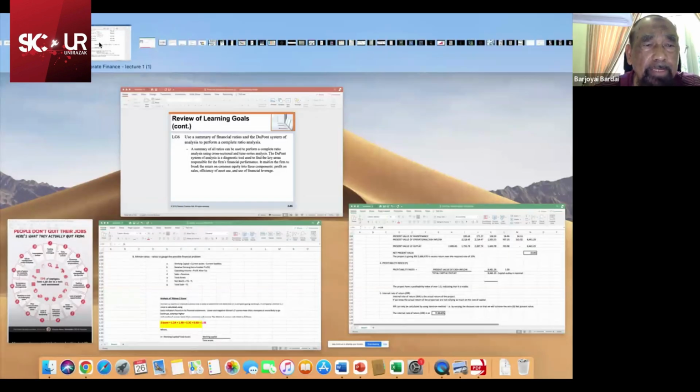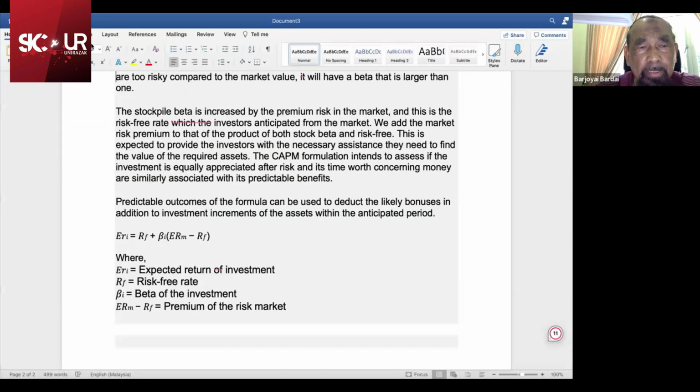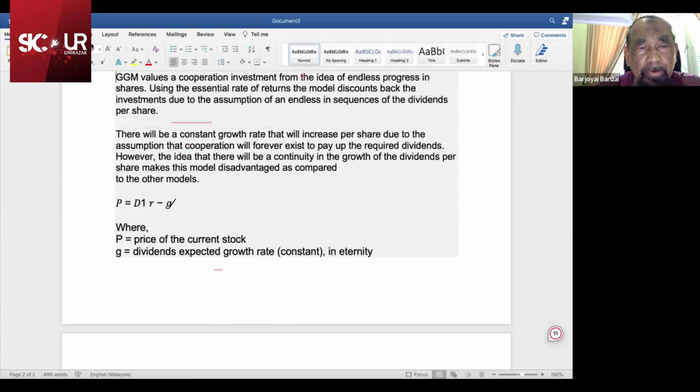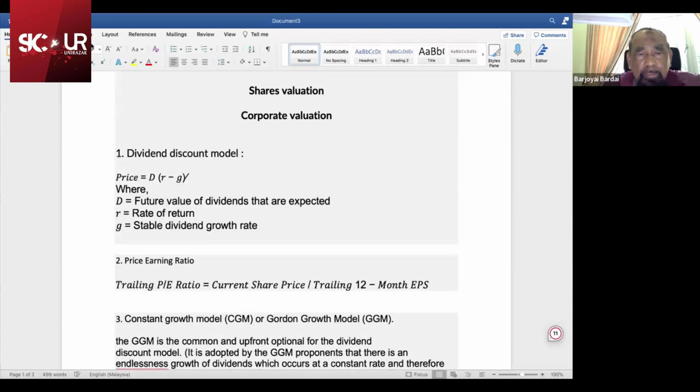What we have discussed last week, we begin to discuss on the valuation. Essentially, we are looking at the share valuation.